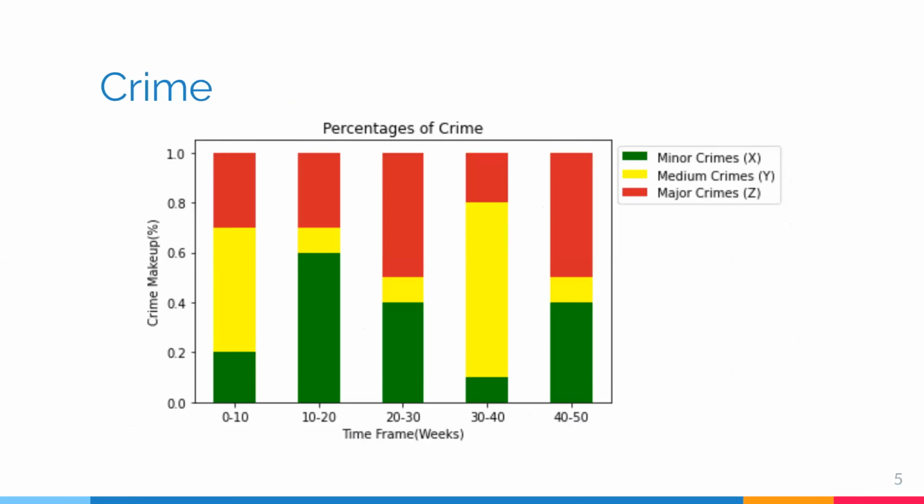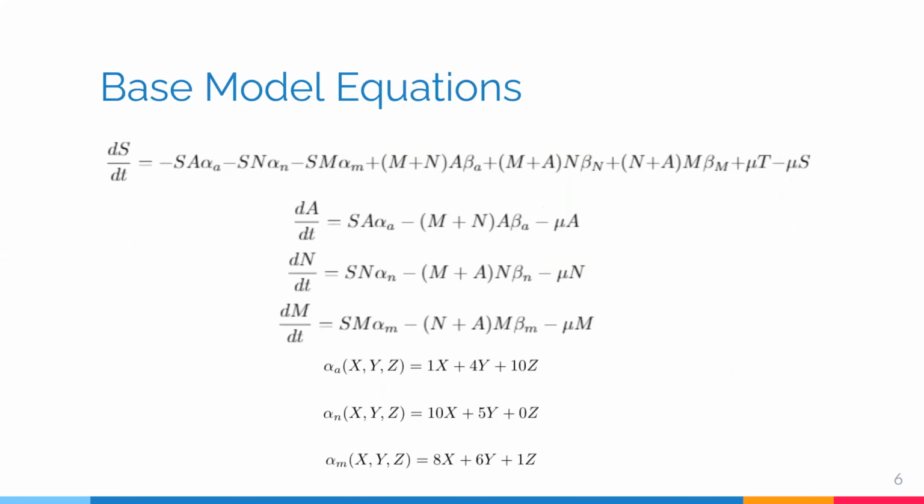You may have noticed that the alphas are functions of X, Y, and Z. We split our total time interval into 5 subintervals and assign proportions of minor, medium, and major crimes that occur in each subinterval. Thus, from t equals 0 to 10, resolution methods that are better at dealing with medium and major crimes will have a higher infection rate, alpha, and thus be adopted by more people.